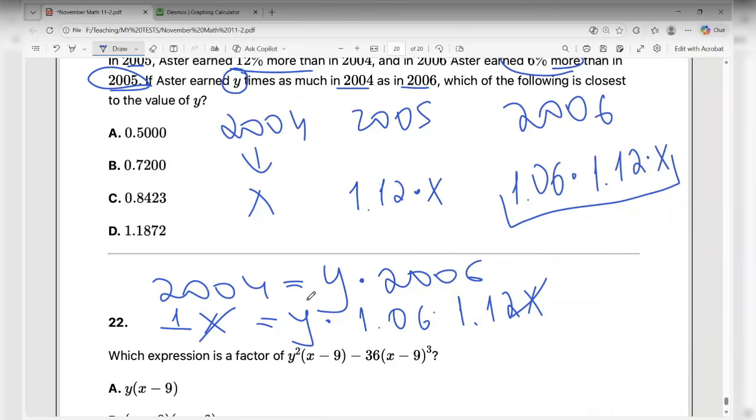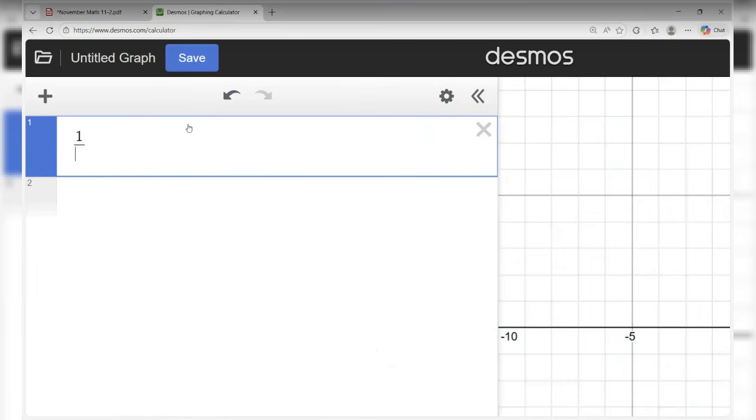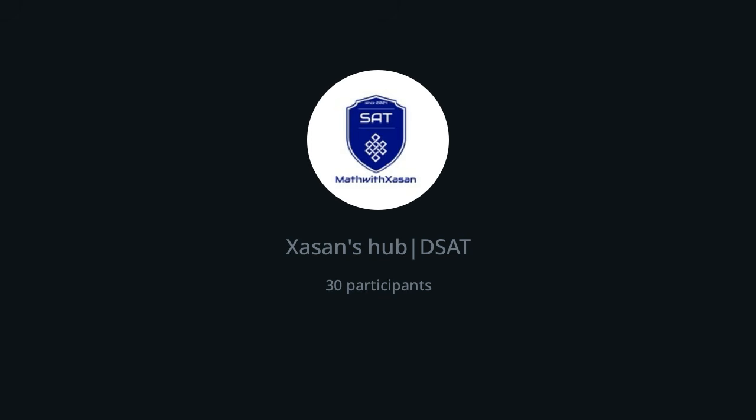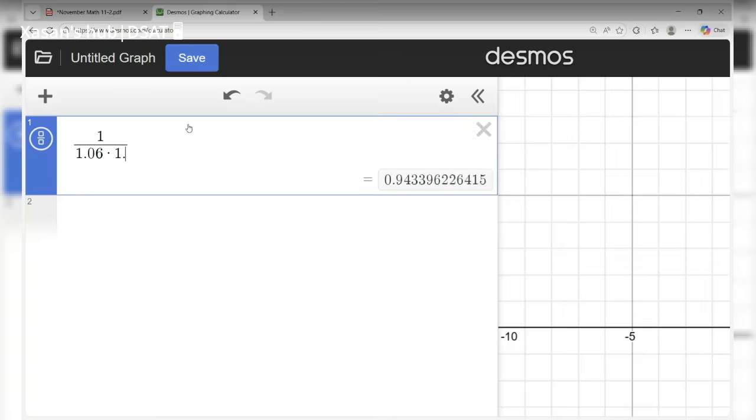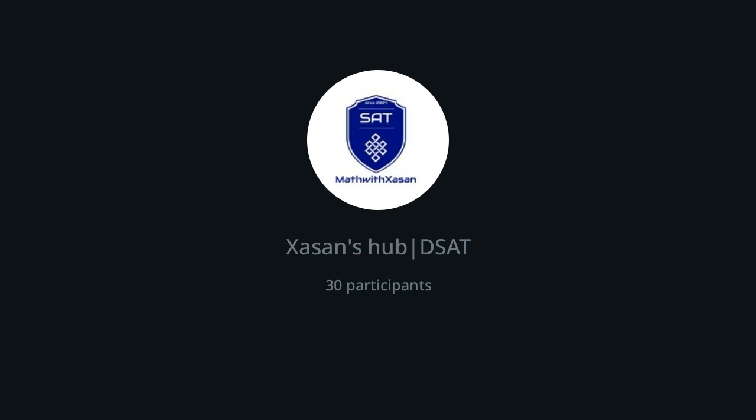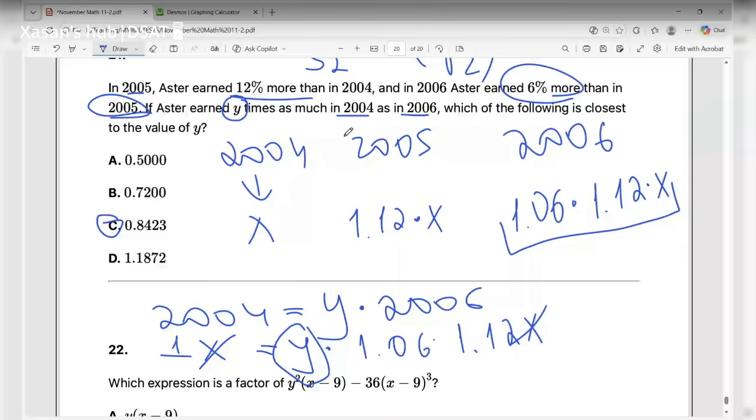And to find the value of y, it is 1 divided by 1.06 multiplied by 1.12. This is, guys, the final answer, 0.8423, which is given in option C. It is, guys, just an understanding here.